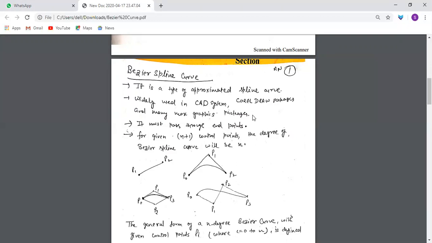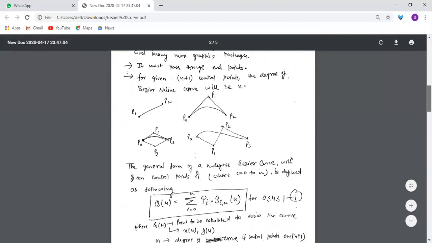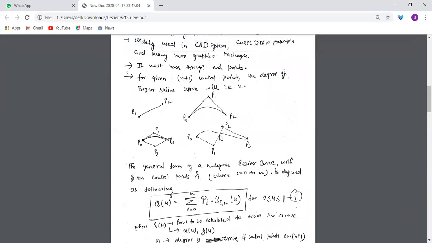So many computer graphics packages and computer graphics applications use such type of curve. It must pass through endpoints. I've told you, for given n+1 control points, the degree of Bezier spline curve will be n. Okay, this is an important point to notice. That is, what will be the degree of a Bezier curve? So if there are n+1 control points, the degree of Bezier spline curve will be n. That means the degree of the curve will always be 1 less than the total number of control points given.